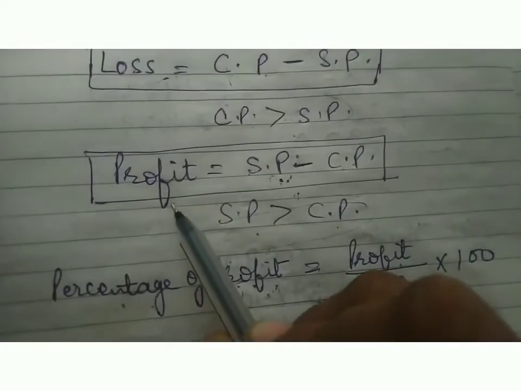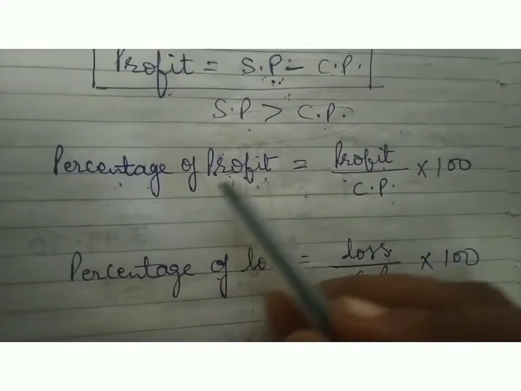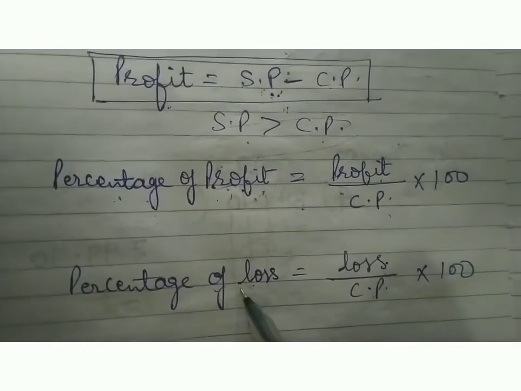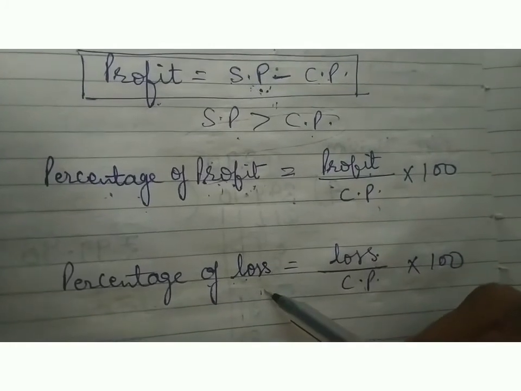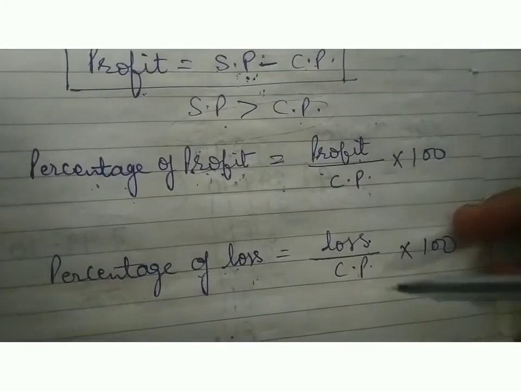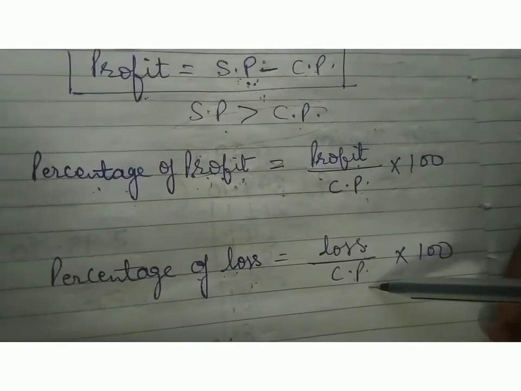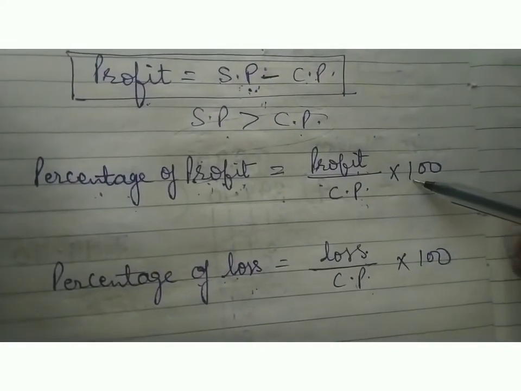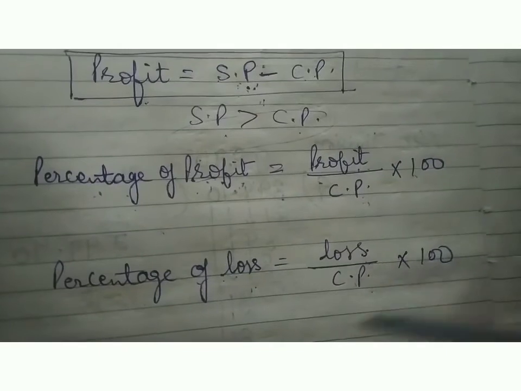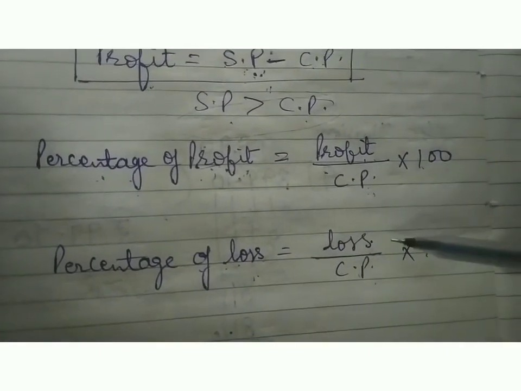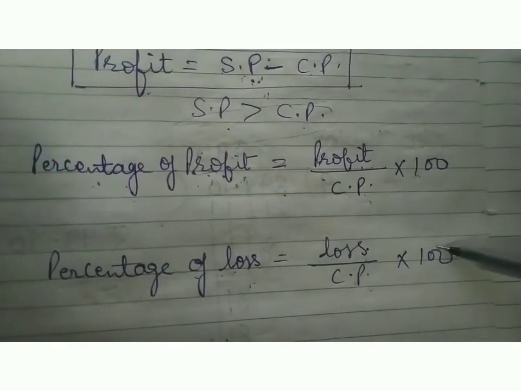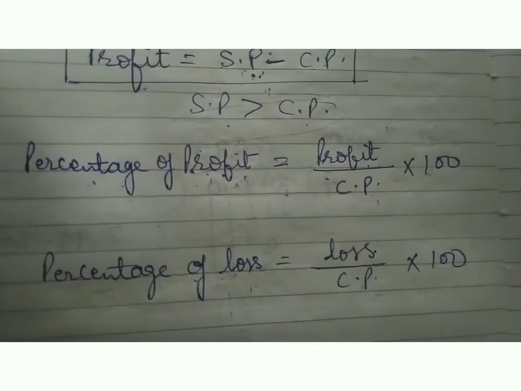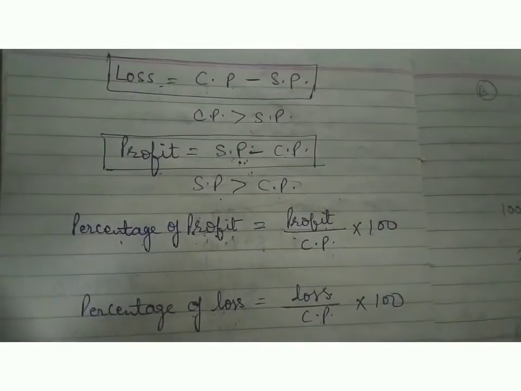Yes, children. Then we have studied about the percentage of profit and percentage of loss. Both of them are found only on cost price always, and the formula is profit divided by cost price multiplied by 100 for the percentage of profit, and for the percentage of loss it is loss divided by cost price multiplied by 100. So children, this is all about money in your daily life.